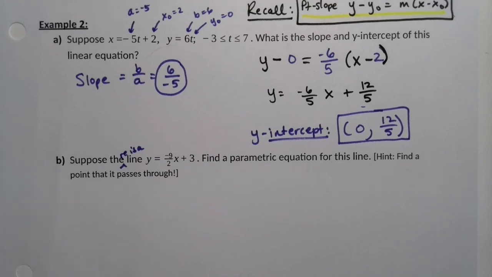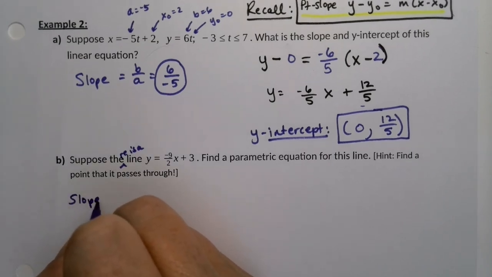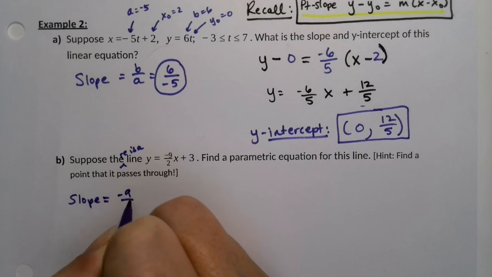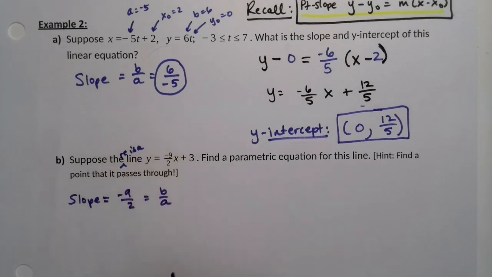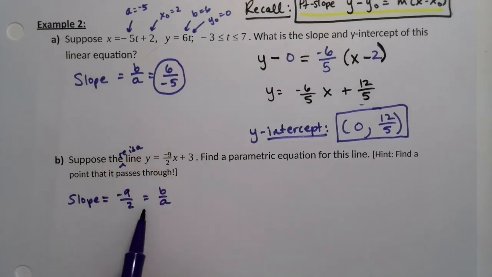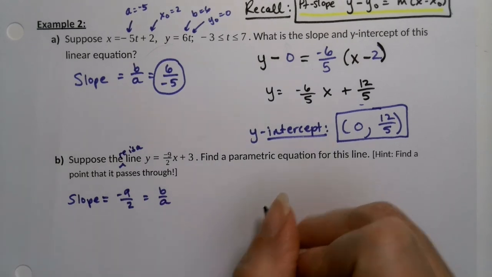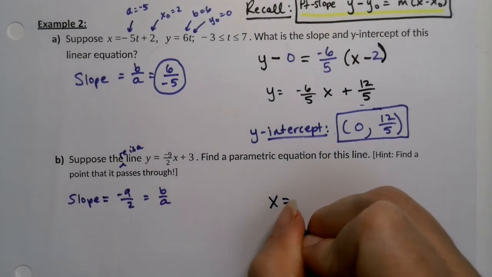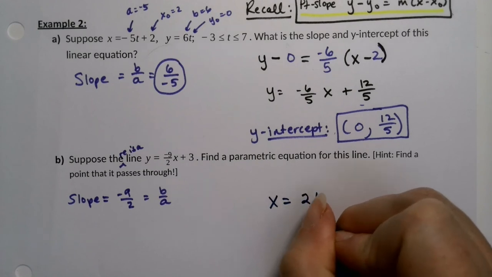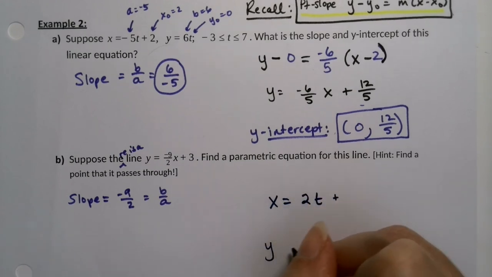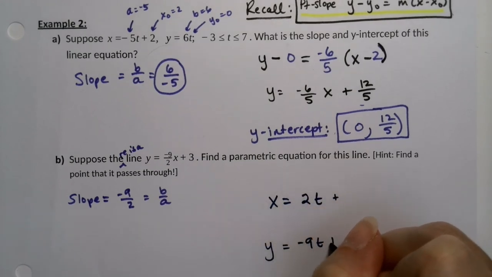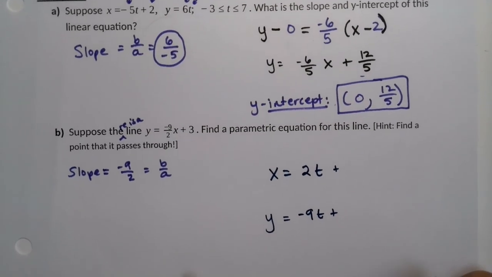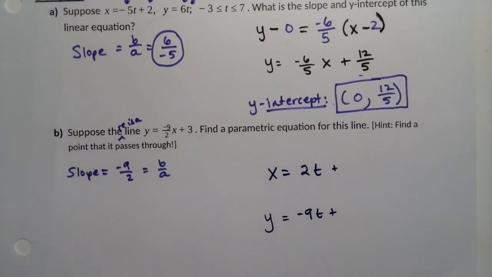Interesting. Okay, so there's several ways to do this, but we can think about a couple things. One, we know the slope. The slope is negative 9 over 2, which is b over a. So I know that the a is going to go with the x and the b is going to go with the y, right? So I know it's going to be x equals 2t plus something, and y is equal to negative 9t plus something. And then all I need is a point that it goes through, x0, y0.